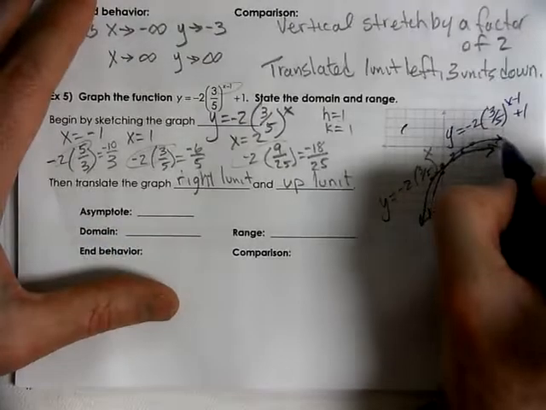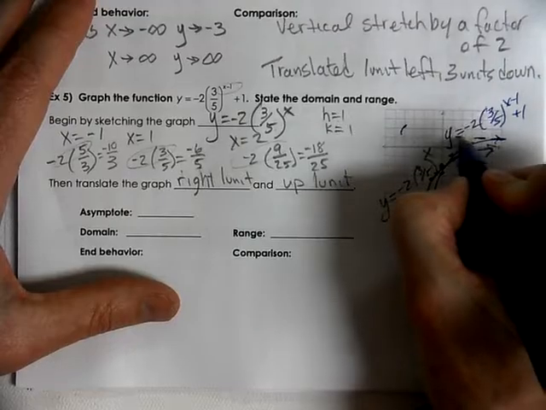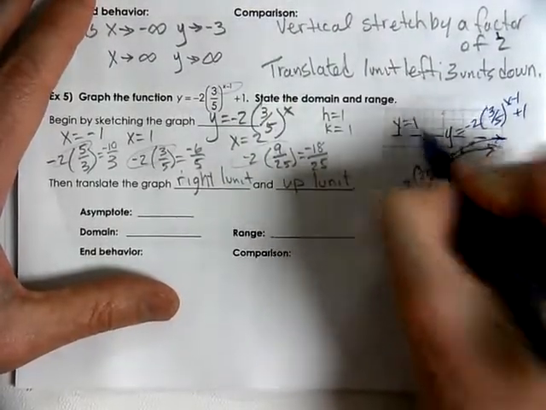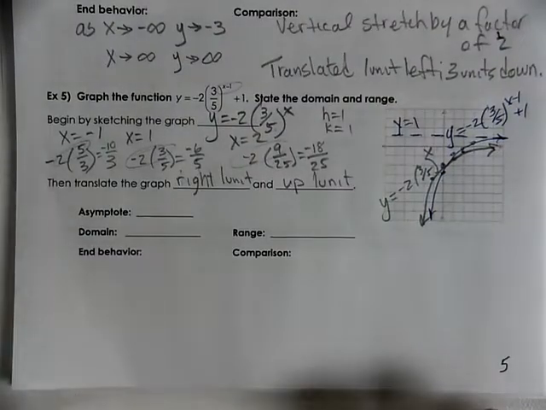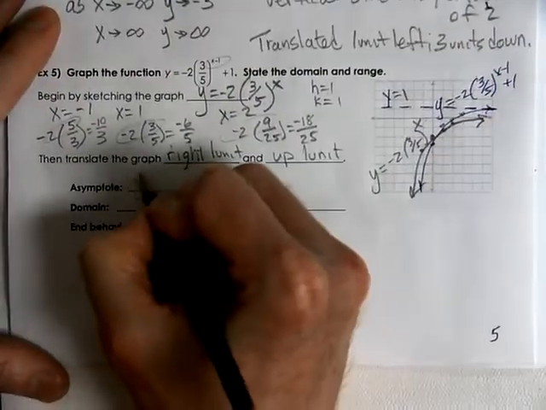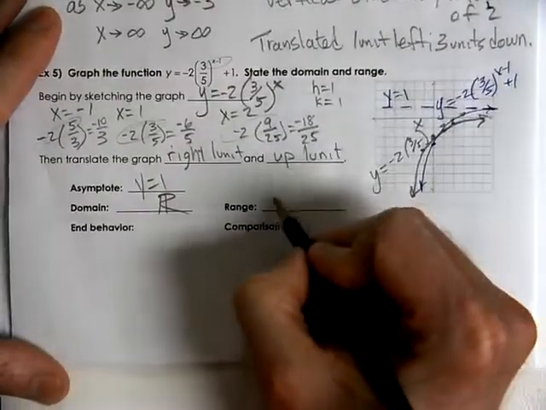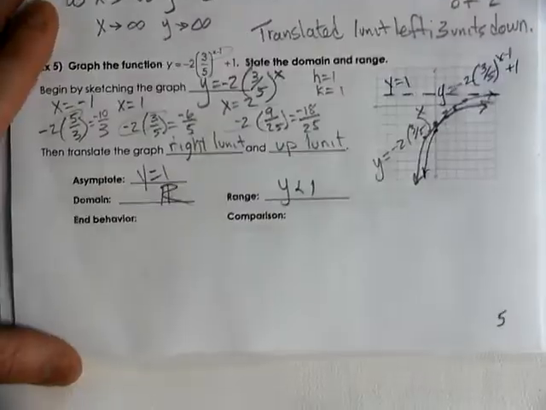Because we went up 1, we know we're going to have a horizontal asymptote at y equals 1. Our domain is all real numbers. Our range is less than 1.